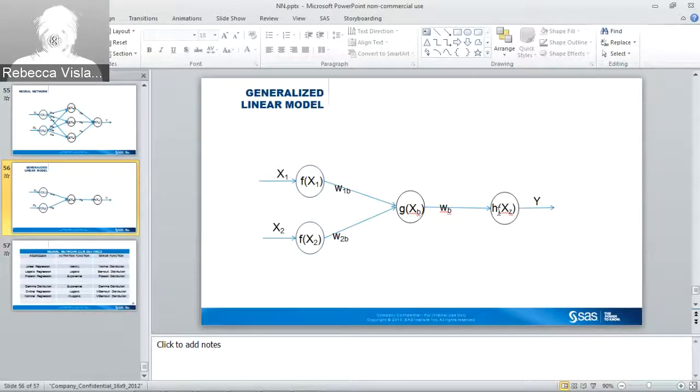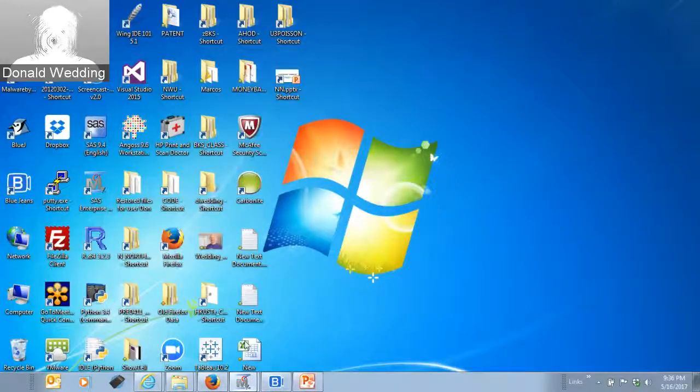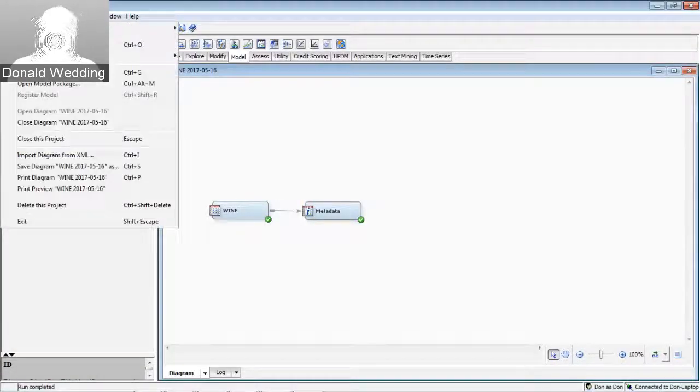Yeah, I see that. I guess what I'm wondering then is, are the weights here exactly analogous to the betas? Is that what you're saying? Okay. That's exactly what they are. And in fact, I even have a demo that I used to do for customers when I was at SAS, and I guess I'll show it to you real fast.